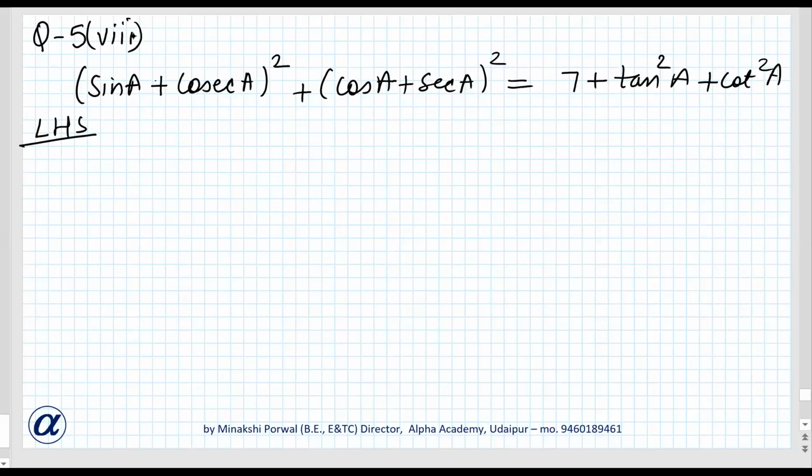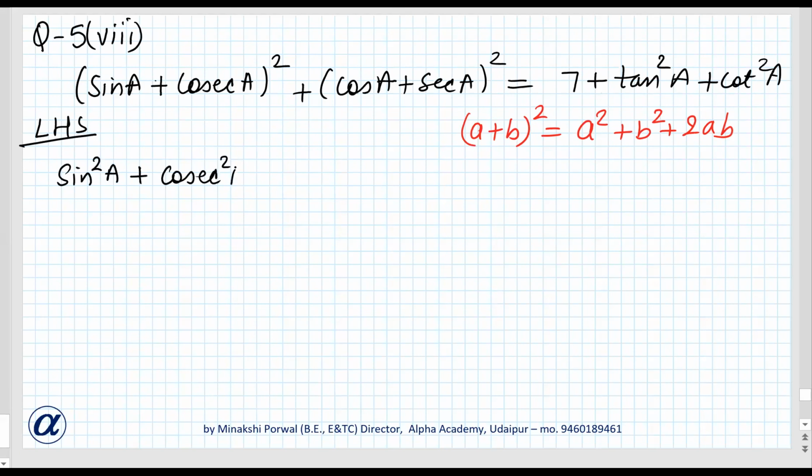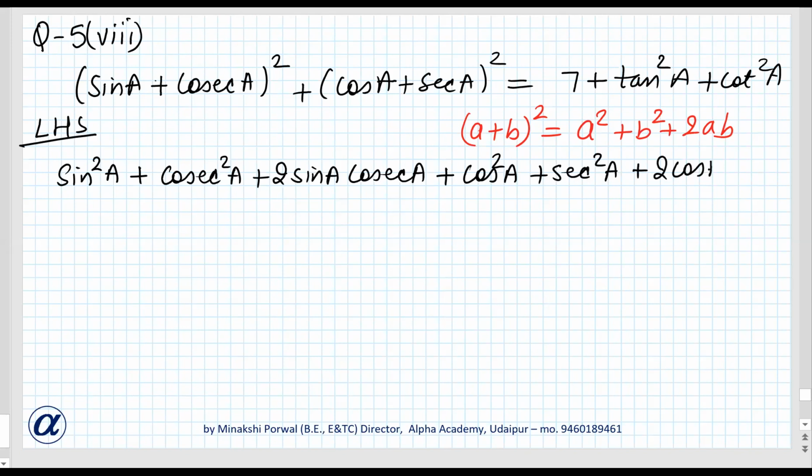Question number 5, 8th part. (Sin a plus cosec a) the whole square plus (cos a plus sec a) the whole square equals 7 plus tan square a plus cot square a. Taking LHS, putting the identity (a plus b) the whole square equals a square plus b square plus 2ab. So (sin a plus cosec a) the whole square will be sin square a plus cosec square a plus 2 sin a cosec a. Here also the same identity: cos square a plus sec square a plus 2 cos a sec a.